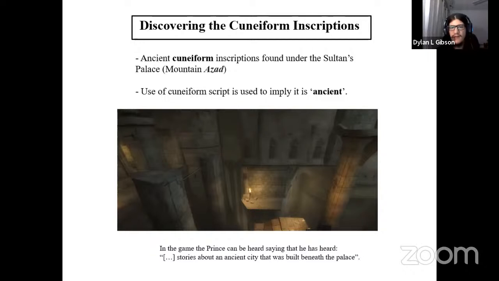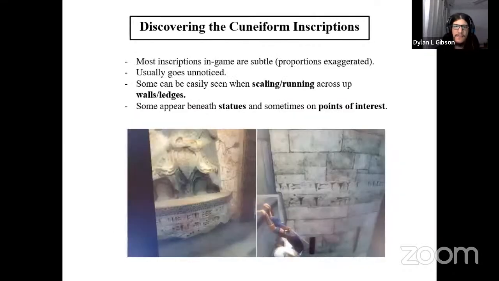So these are the ruins. And in the game as well, when you enter these, you can hear the prince saying that he's always heard that that palace was built under an ancient city. And now this is the first time that he's seeing it. So here are some of the screenshots of the cuneiform inscriptions that we can see.